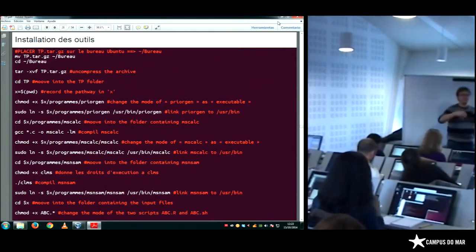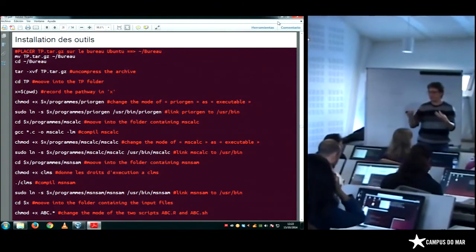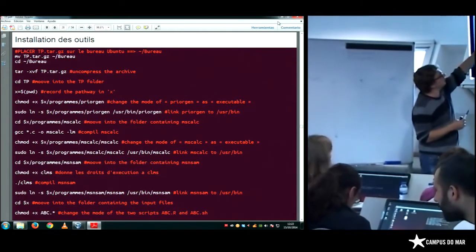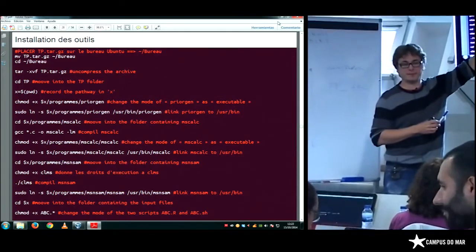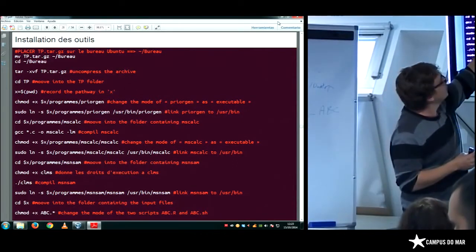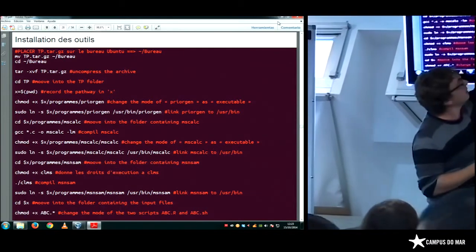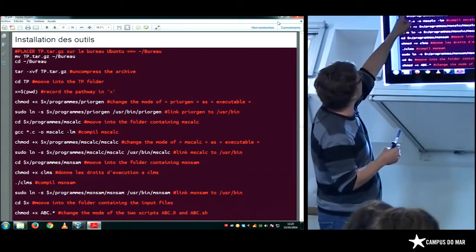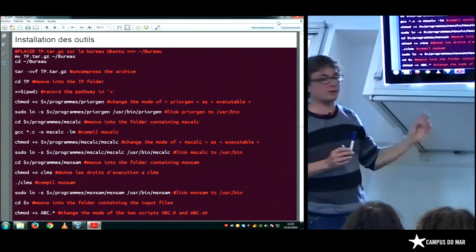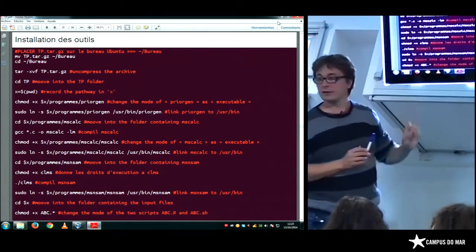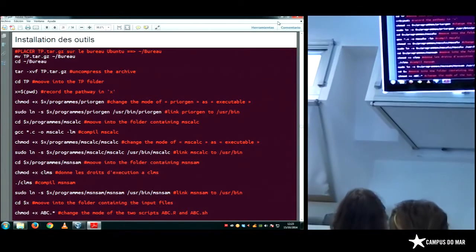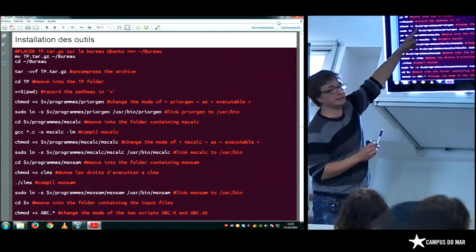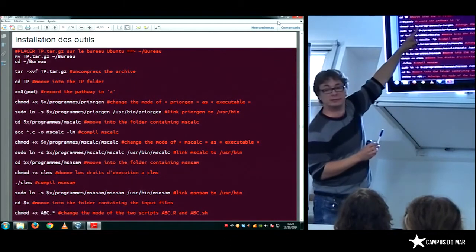Then we have to prepare the software we are going to use. The first software we have to prepare is software PriorGen. Okay? So this line changes the mode of PriorGen to be an executable. Okay? So you simply have to write this. Do we need the previous command line? Yes, you need it. You see, we call x here. X. We use x.